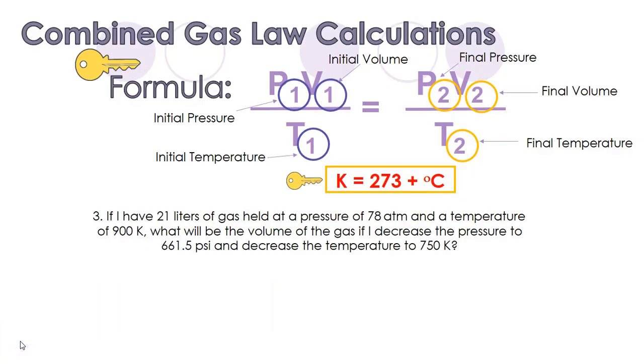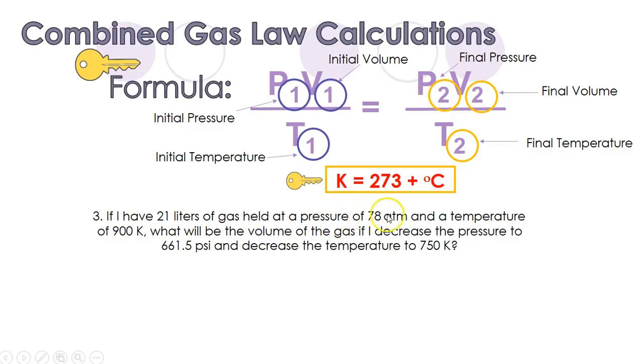Let's take a look at our last problem. If I have 21 liters of a gas held at a pressure of 78 atmospheres and a temperature of 900 Kelvin, what will the volume of the gas be if I decrease the pressure to 661.5 psi and also decrease the temperature to 750 Kelvin?